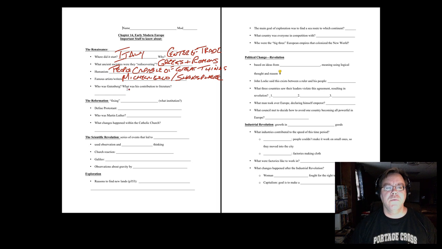And who was Gutenberg and what did he contribute to literature? Gutenberg invented the printing press, the movable type printing press. So I'll just write printing press. And how did this contribute to literature? It made books more affordable and easier to get. So books easier to get.